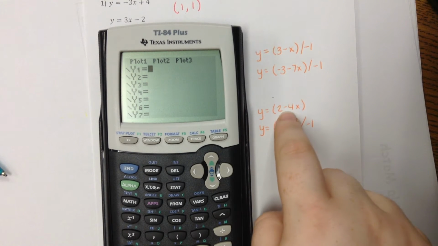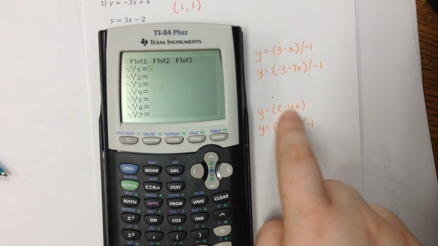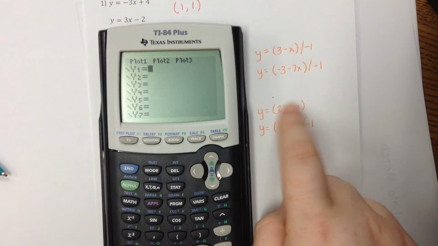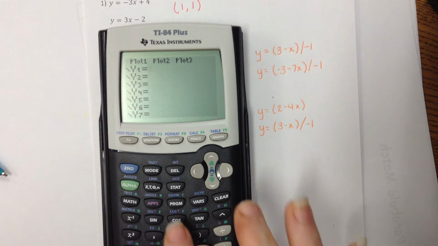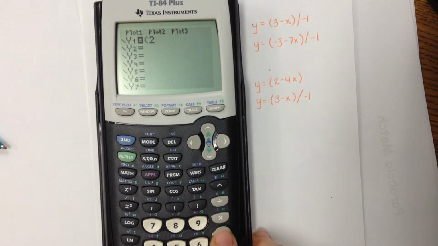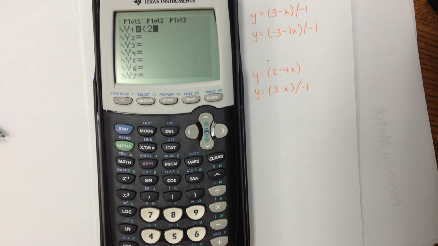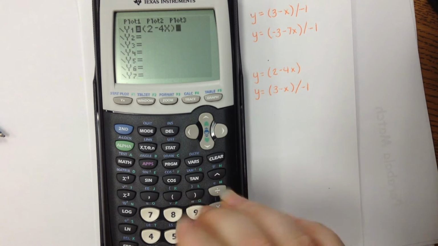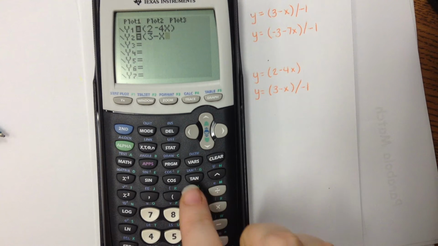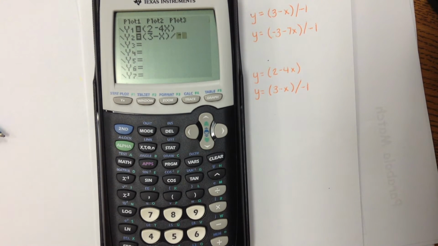I am going to make a mistake on this one right here. I'm going to type in something that shouldn't be there so you can see one of the errors that might pop up. It says 2 minus 4x in parentheses, so parentheses 2. I should do minus, but this time I'm going to press negative just to show you something. Negative 4x, close parentheses. I'm going to come down. I'm going to put parentheses 3. This time I will put the minus x, close parentheses, divided by a negative 1.